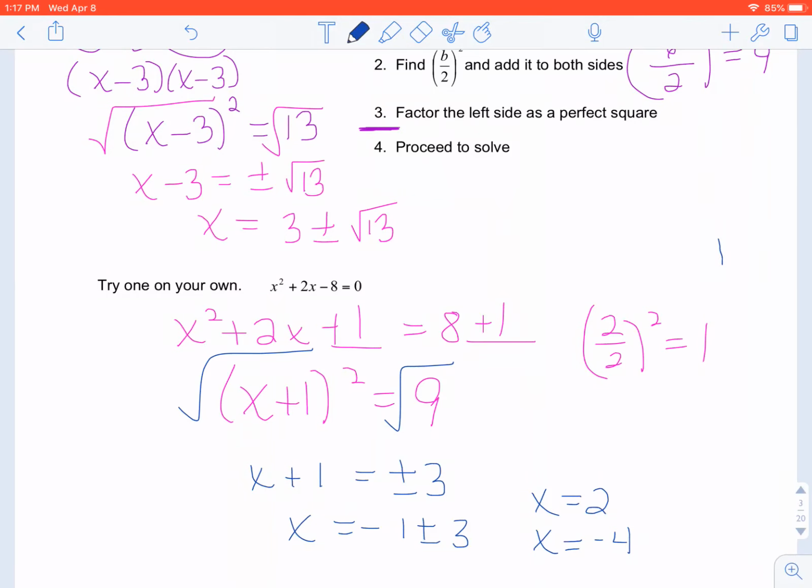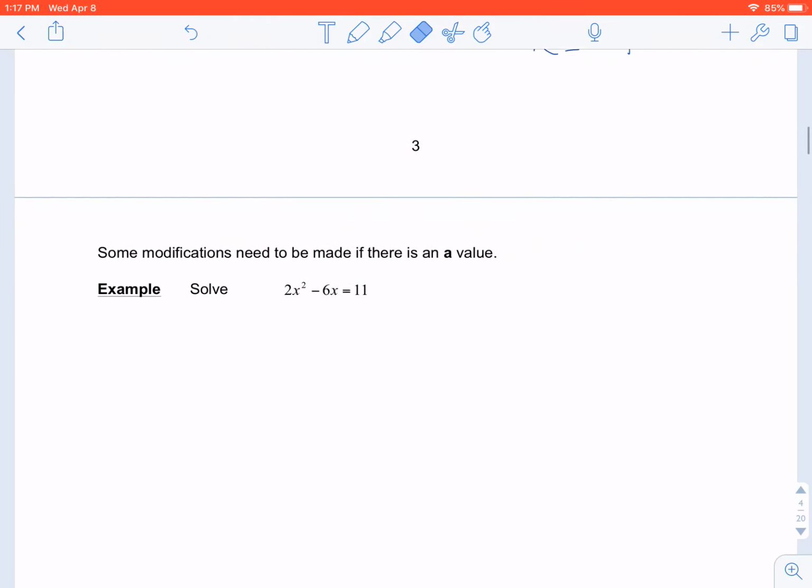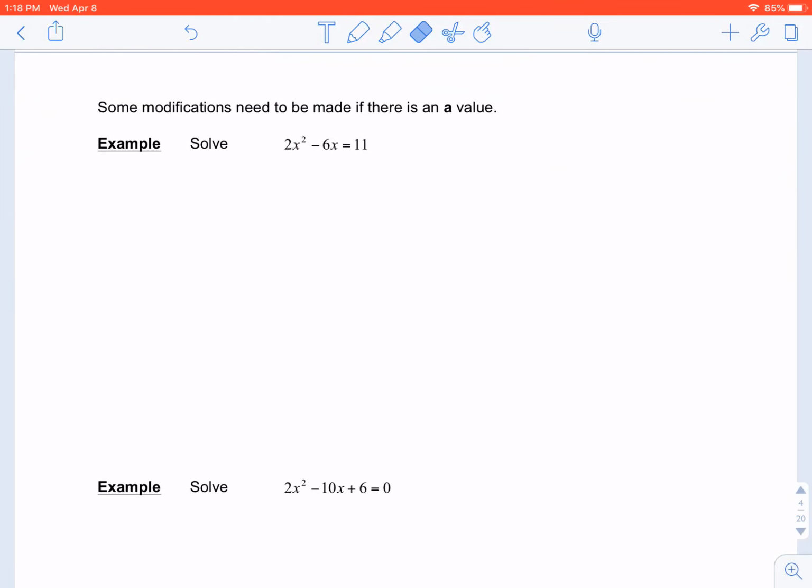So those two problems are fairly straightforward when we talk about completing the square. If you flip over and look at the next page, or scroll to the next page, this one's a little different because it has an a value. The two previous problems did not.